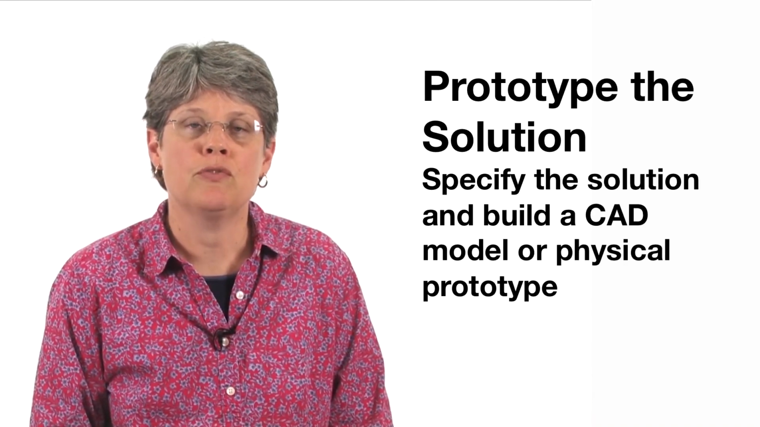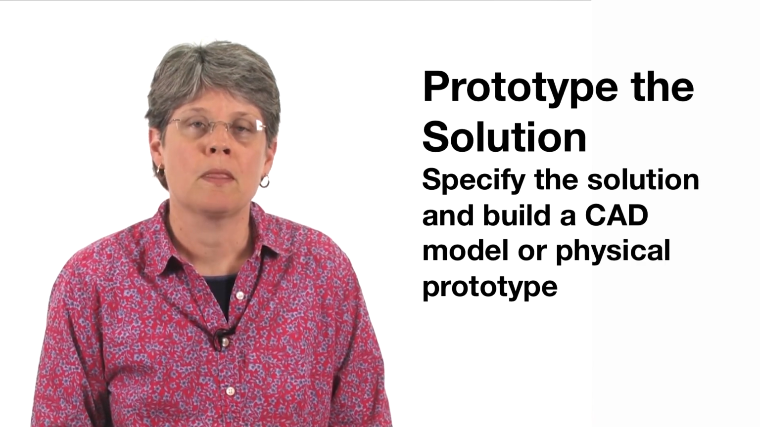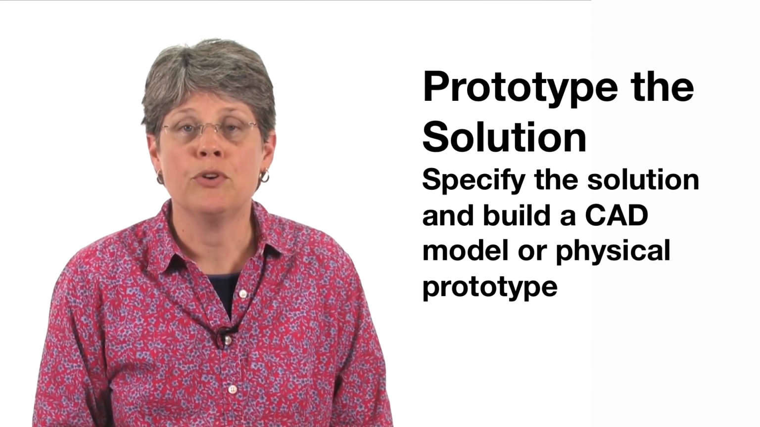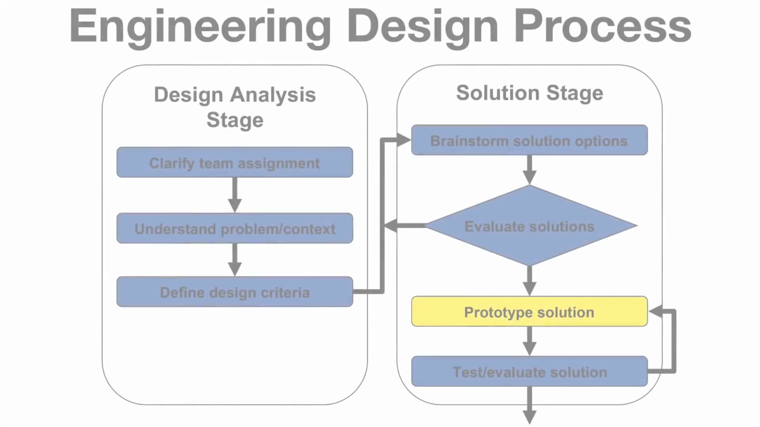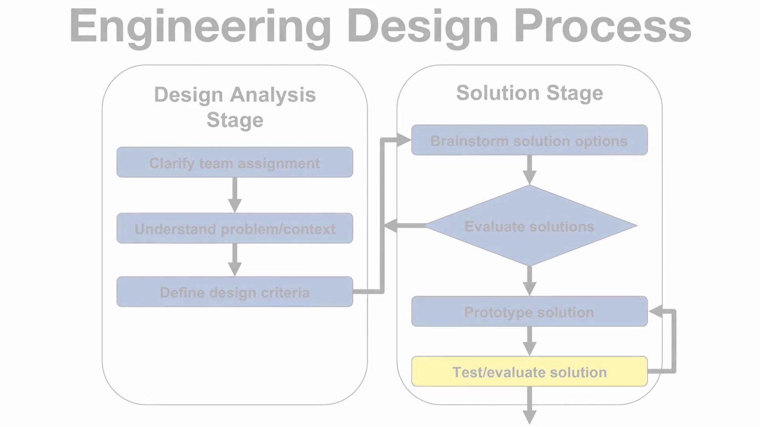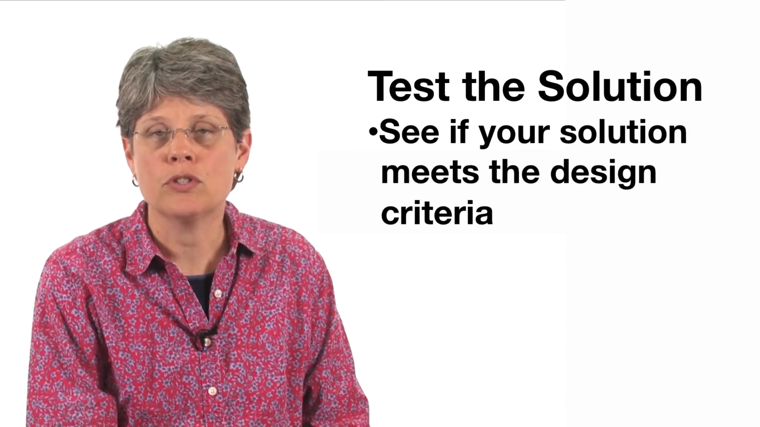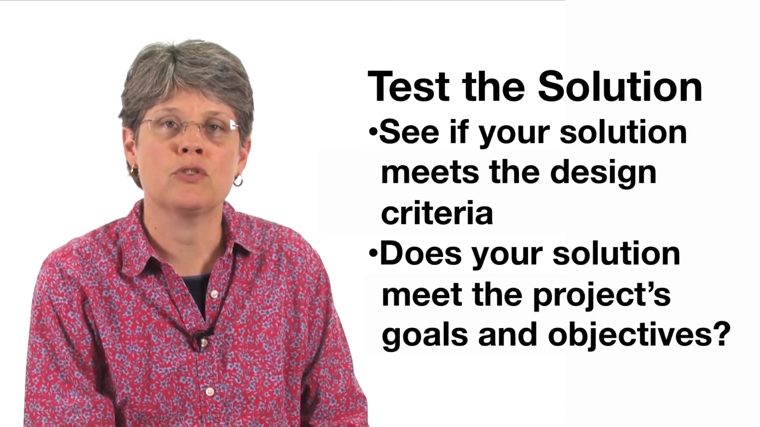CAD models are particularly good for visualizing the solution or being able to design intricate parts. Physical prototypes are suitable when you're constructing a device. When you think about building a physical prototype, you want to initially use low-cost materials. Then, as you develop and refine your solution, you'll move on to higher cost and higher fidelity materials. The fourth and final step of the solution stage is to test the solution. Here, you test the solution to see if it meets your design criteria. In other words, does your developed solution meet the project's goals and objectives?